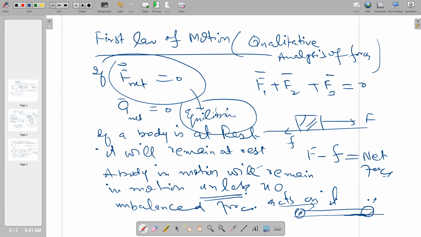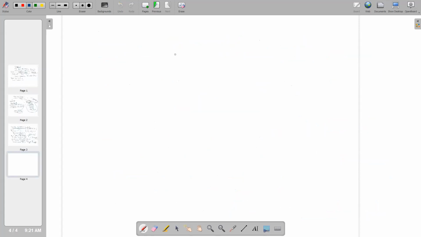The second thing in this chapter is the law of inertia. So the first law is also called the law of inertia. What does the law of inertia mean? It actually depends on inertia. Inertia means the tendency of an object to resist any attempt to change its velocity.